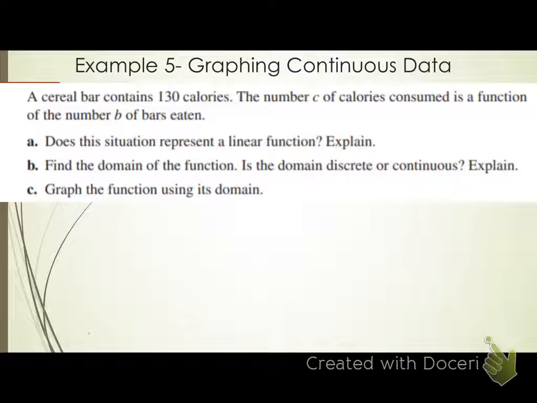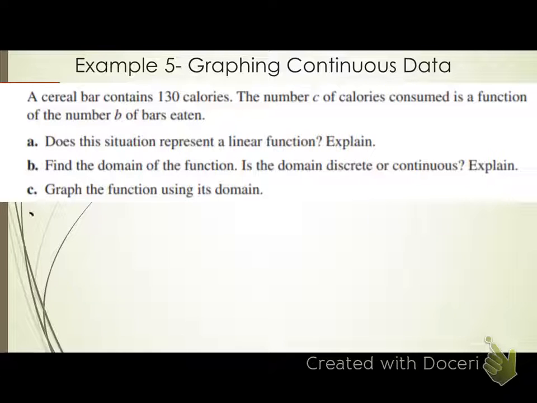Next example. A cereal bar contains 130 calories. The number C of calories consumed is a function of the number B of bars eaten. You got 3 parts here. A, does the situation represent a linear function? Explain. B, find the domain of the function. Is the domain discrete or continuous? Explain. C, graph the function using its domain.